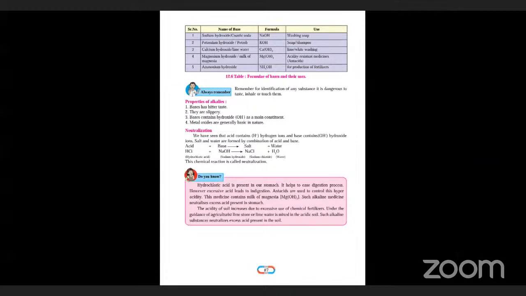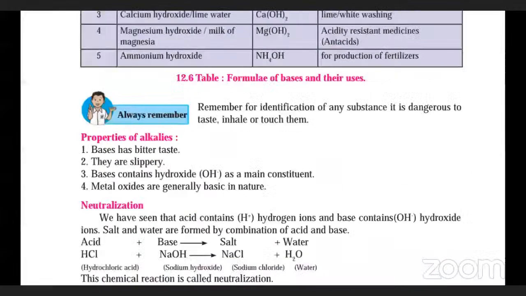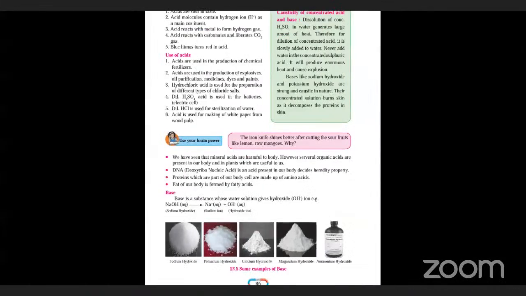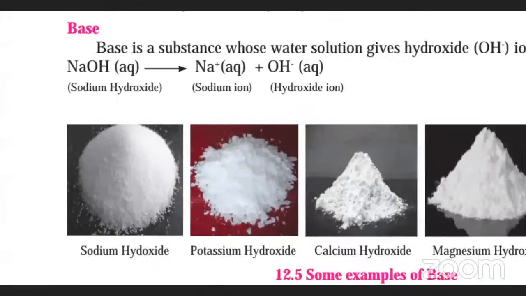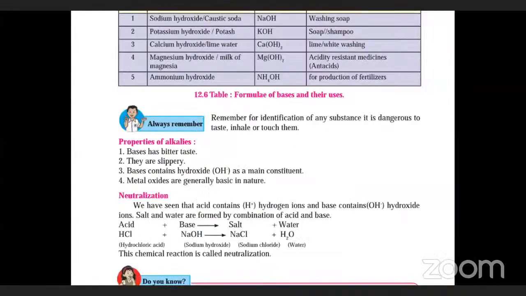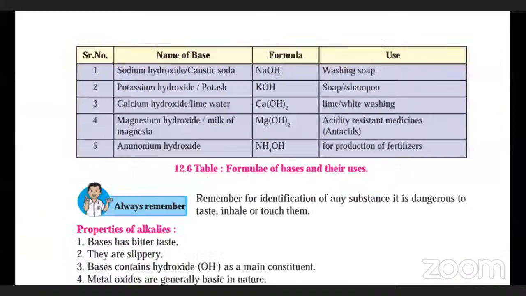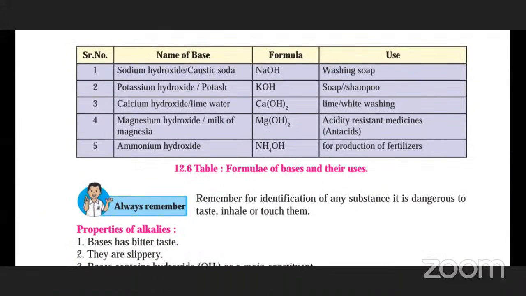Next, here a table is given showing you the names of bases like sodium hydroxide. Just now we discussed it here. The same base is being used here, sodium hydroxide, and the formula of sodium hydroxide is NaOH. Where is it used? It is used in washing soap. The soap which we use consists of sodium hydroxide.